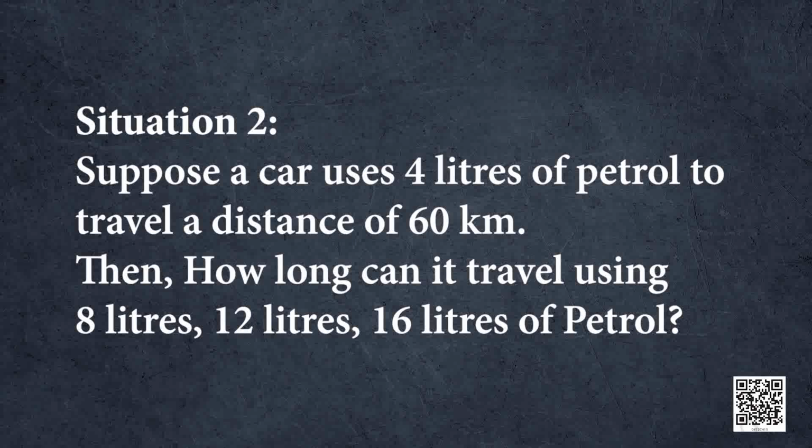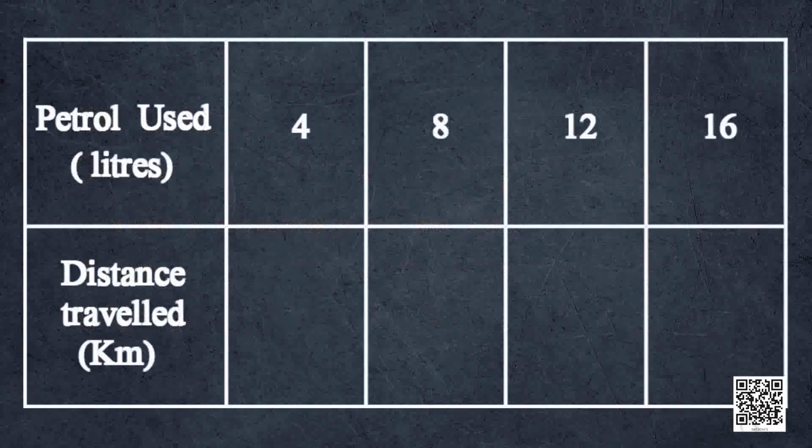Let us put this also in a tabular form to avoid confusions. It is given that by using 4 liters of petrol, the car travels 60 kilometers. Now, in the first question, we need to find out how far it can travel using 8 liters of petrol. That means we are using double the amount of petrol. So, definitely the distance travelled would also double.